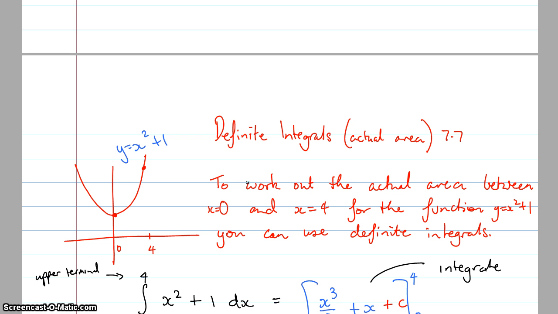In the previous video we looked at the approximate area under a curve using rectangles. This time we're actually going to work it out exactly. It's not too much different to doing normal integration. We've just got one more step to add into this.